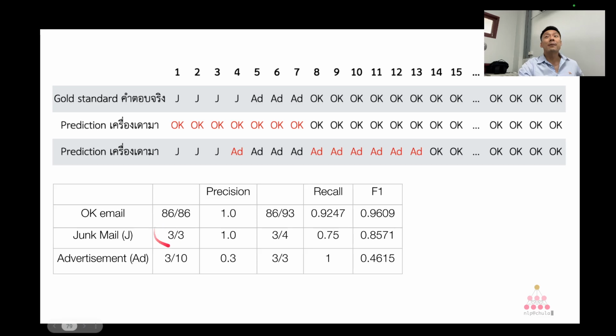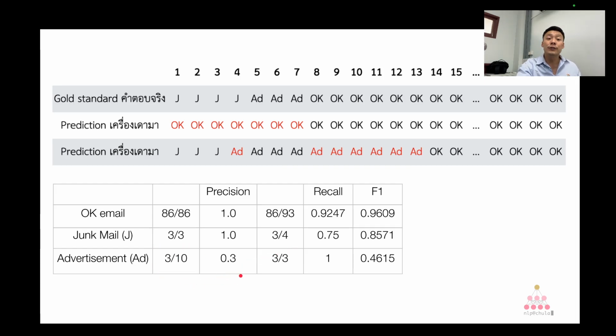Look at the precision of junk mail for the second system. It said junk 3 times, and is correct 3 times. So the precision is 1, that's great, actually. But for recall, we look at how many times you actually have junk mail, 4. How many times do you catch them correctly? 3 out of 4, right? So that's how you get 3 out of 4. It differs by the denominator, okay? Denominator, such a hard word to say. Denominator means the number downstairs, okay?